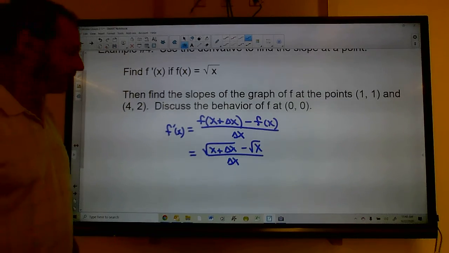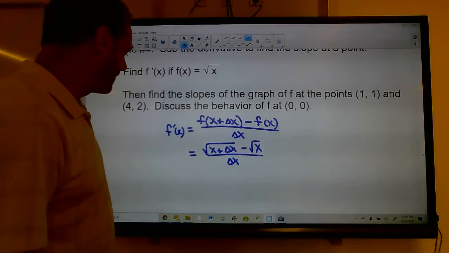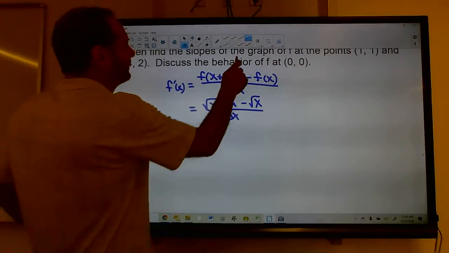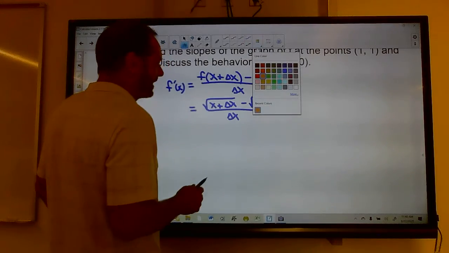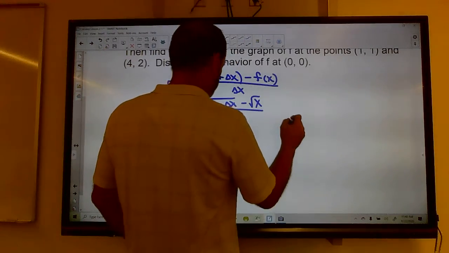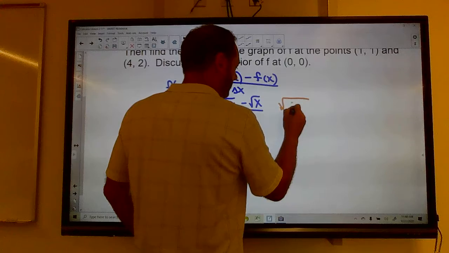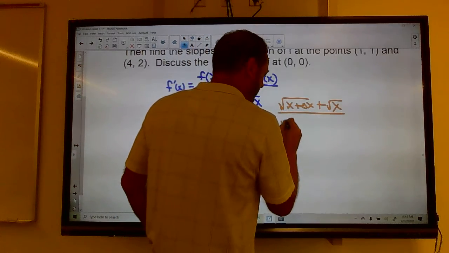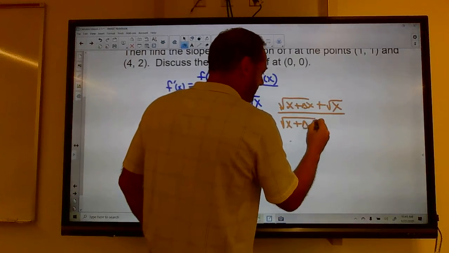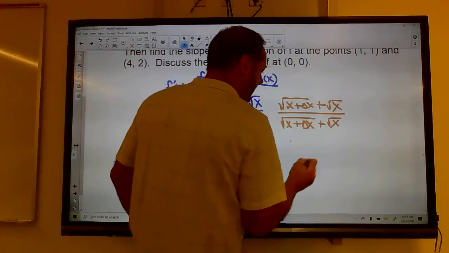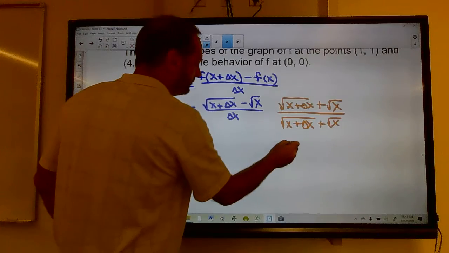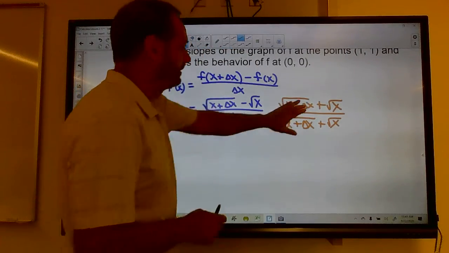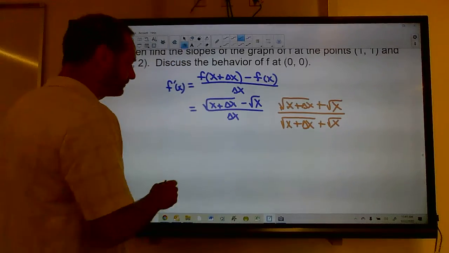Okay, so on this one, I've got this weird thing. I think what I'm going to do is rationalize this. So I'm going to multiply it by the square root of x plus delta x plus the square root of x, all over the square root of x plus delta x plus the square root of x. Remember, that has a value of 1, so I don't change this at all.